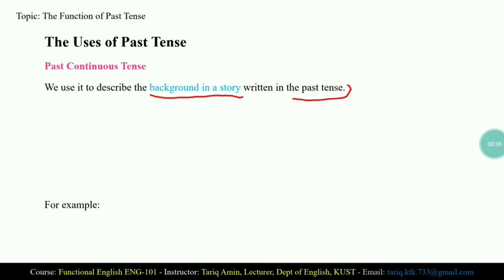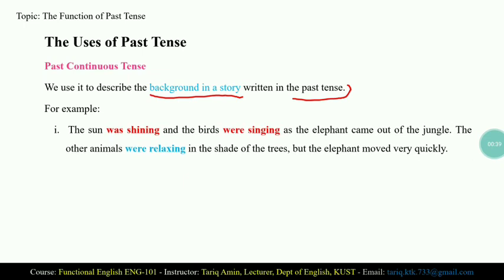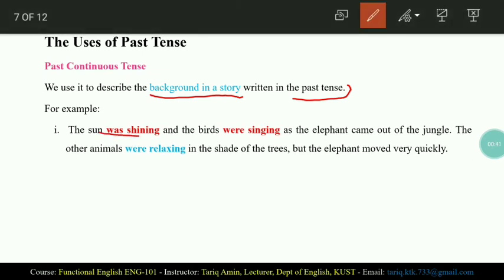For example, the first one is the sun was shining. So this is past continuous tense. And the birds were singing. Once again, this is past continuous tense. As the elephant came out of the jungle, the other animals were relaxing in the shade of the trees, but the elephant moved very quickly. So over here we have used past continuous tense in order to describe the background in the particular story that is being narrated.